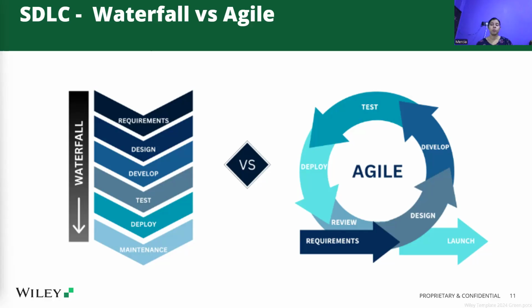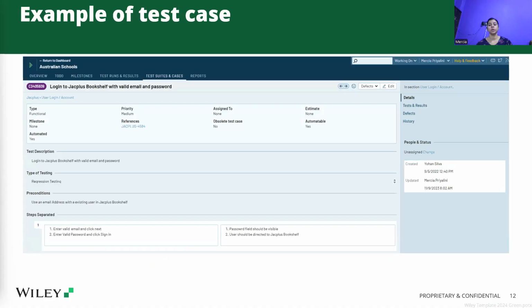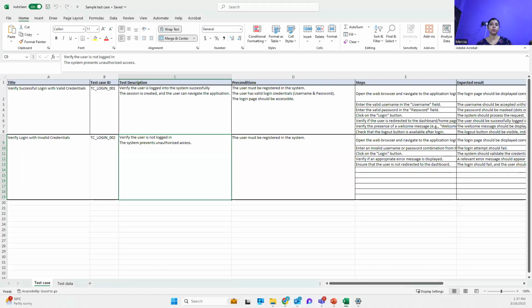Yeah. And the common agile frameworks are Scrum and Kanban. These are some common agile frameworks that we have. Yeah. So I'm going to show you a sample test case. I hope you all can see my Excel sheet. Yeah. So this is how a sample test case will look.